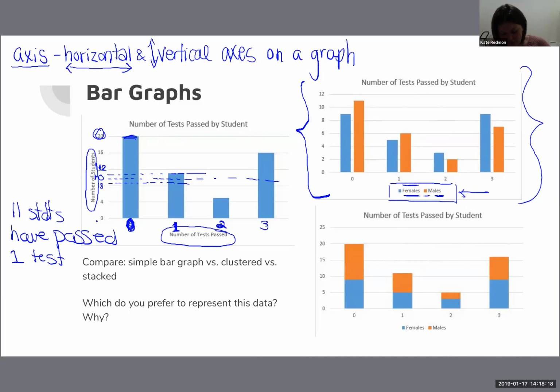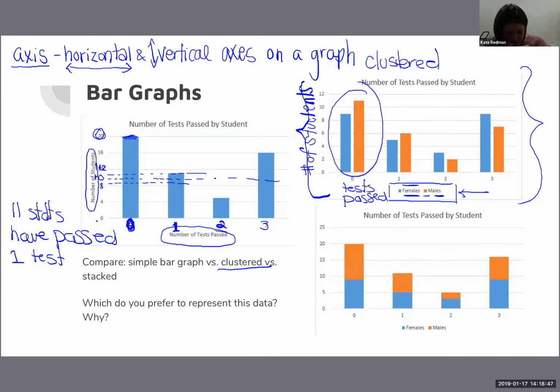And so even though I still have the same basic thing on my axes, I still have tests passed versus number of students, I was able, by using two different color bars, to slip in an extra piece of information, which was the female and which was the male. This is known as a clustered bar graph, where we do the colors right next to each other. I've clustered them. I've put the blue next to the orange. Or I could do a similar kind of thing where I stack it. This is a stacked bar graph. So that's some way to get even more information on a graph.